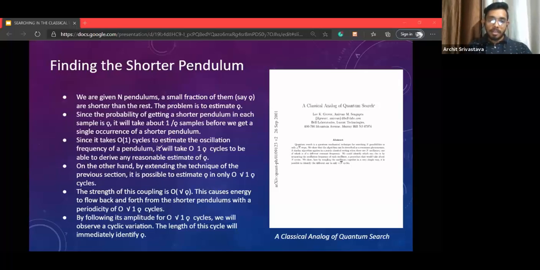Up till now we have estimated that it will take O of 1 upon root Q time steps, cycles, to derive any reasonable value of Q. In the previous section, we found that it is possible to get the estimate of Q, the particular pendulum that we wanted to see, in only O of root of n time cycles. So the strength of this coupling happens to become O of root Q.